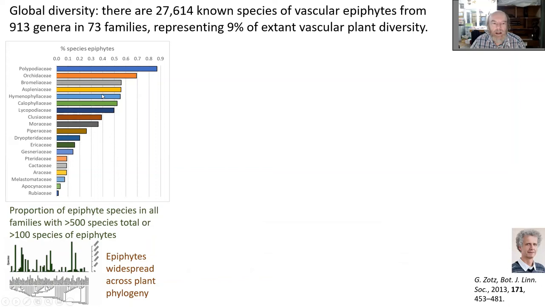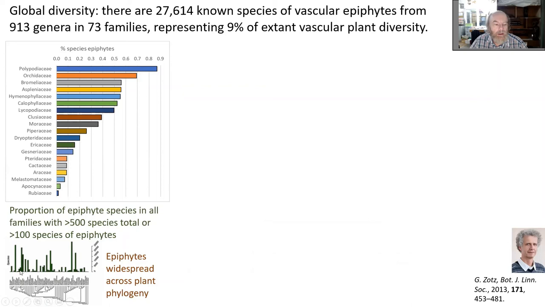And you can see that there are some ferns like Polypodiaceae, and then orchids and bromelias, which are dominated by epiphytes, but there are actually not so many families which are completely overwhelmed by epiphytes. It's a minority of them.